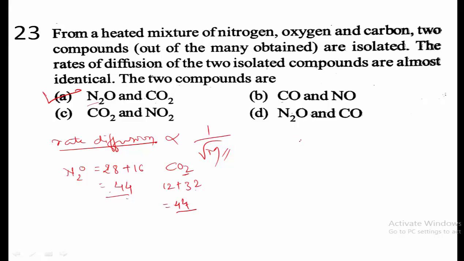CO: C is 12 plus O 16, so 16 plus 12 is 28. NO: 14 plus oxygen 16, how much does it become? 30. So these do not have the same molar mass and hence their rate of diffusion is different. So option A. Similarly, you can find it for C and D also. When you have the answer as option A, there is no need to find the other options. Okay, so option A is the right answer.